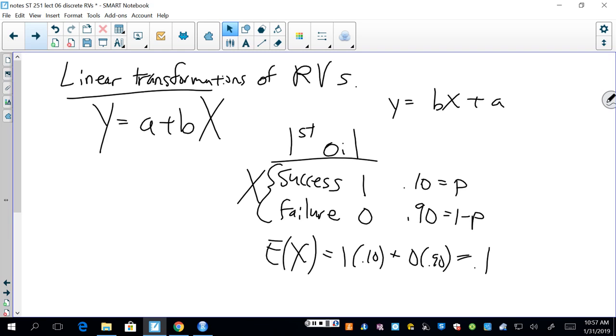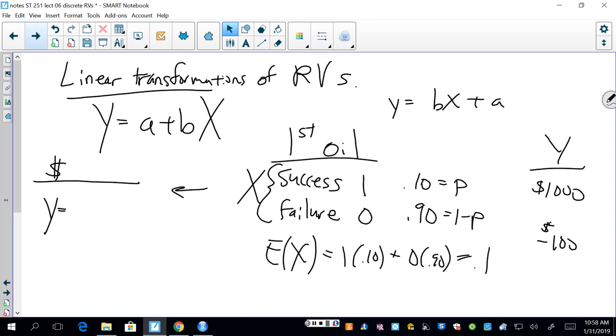Now, if we want to convert this to a dollar amount, how do we have to transform it in terms of a linear transformation to produce the dollar amounts that we have before? We need to write an equation that will take the zeros and ones and map it into the dollar amounts before. So we're trying to map it into dollar amounts that are $1,000 here and negative 100 here. Any suggestions for our a and b values, for our intercept and then essentially a slope or multiplier?